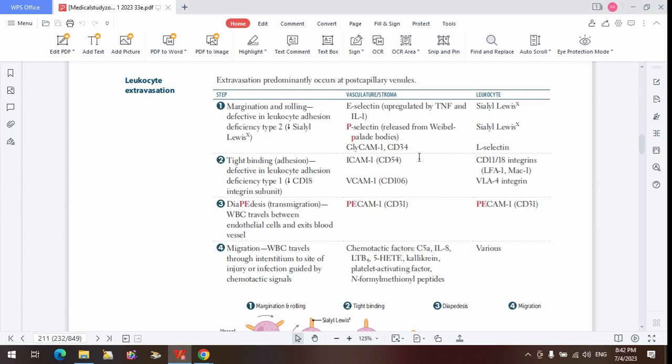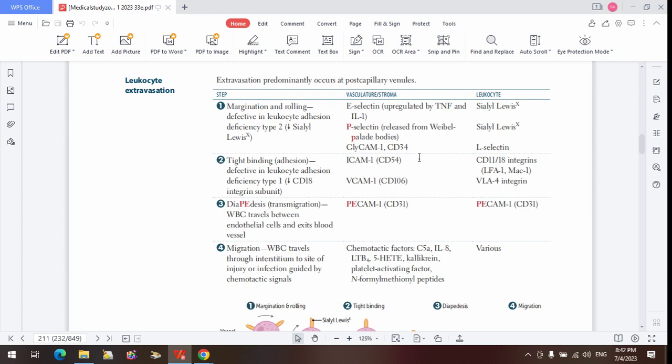These Weibel-Palade bodies are granules within the endothelial cells that can release two things: P-selectin, which is a receptor on the endothelial cells, and they can release von Willebrand factor. So when we are doing immunology, we'll talk about these Weibel-Palade bodies again. I know that the old guys can remember these Weibel-Palade bodies. We can remember some of those things that release. Von Willebrand factor is one of them.